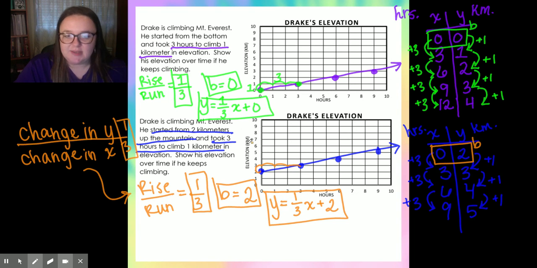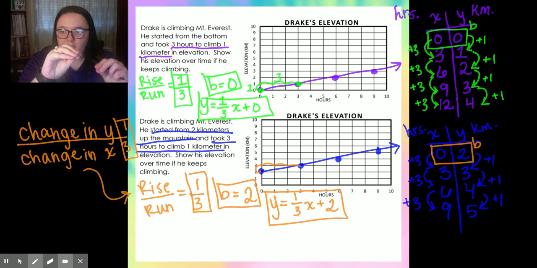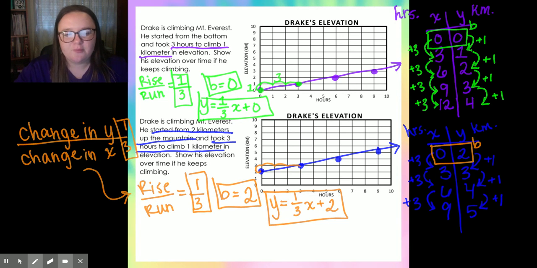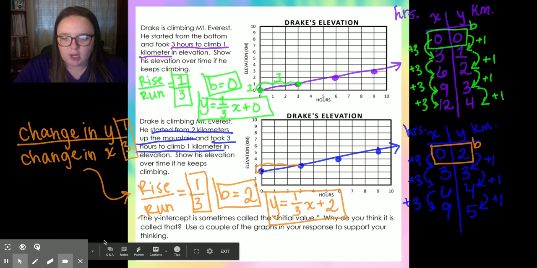Our slopes are still the same, so that means that both of these lines are going up at the same rate of change, right? They're both increasing at the same rate. However, one just started ahead of the other. It started higher than the other. Again, I believe there's going to be a question that pops up here that we can talk about. Let's see if we've already talked about it and covered it.